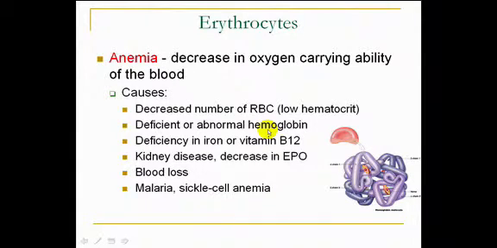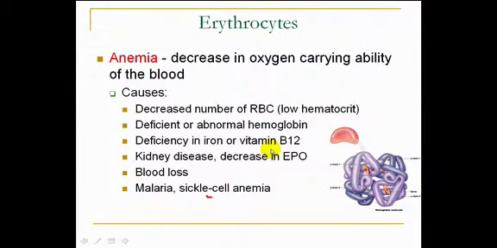So if you have a deficient amount of hemoglobin, or some people make abnormal hemoglobin, such as the case of sickle cell anemia, where they produce a different type of hemoglobin that folds funny and they can't carry as much oxygen. Other things is a deficiency in iron. That's a main cause of anemia. If you're deficient in iron, you can't produce the heme group for the hemoglobin.